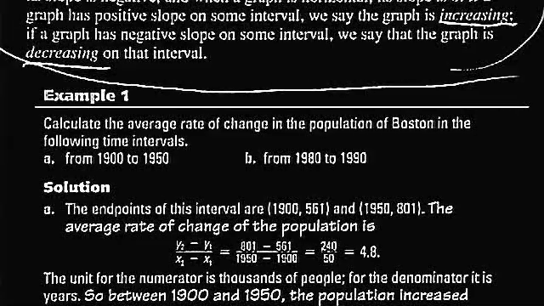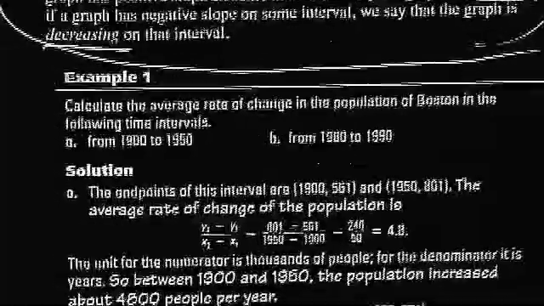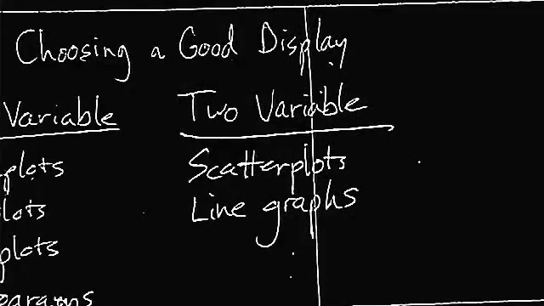So, this should all be review. If you look back in the book, you'll see in the textbook just a couple examples on finding slope, but it shouldn't be all that hard for you to do. You've done it all your life, or at least in Algebra 1. Probably in middle school too.